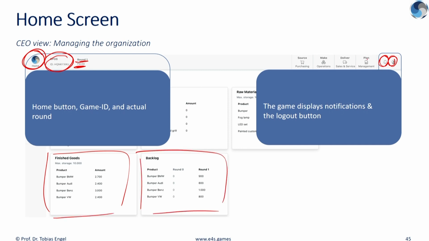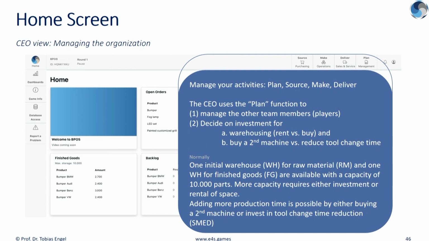And currently the CEO also has all the activities on his side. So those are the activities you can source, you can make, you can deliver. The planning function is mainly to manage the other team members. You can decide on investments. For example, do you want to invest in a new machine or reduce tool change time? Or regarding the warehouse, do you want to rent new space in a warehouse or buy a new warehouse? It's up to 10 warehouses you can buy, at least in the normal setup of the game.